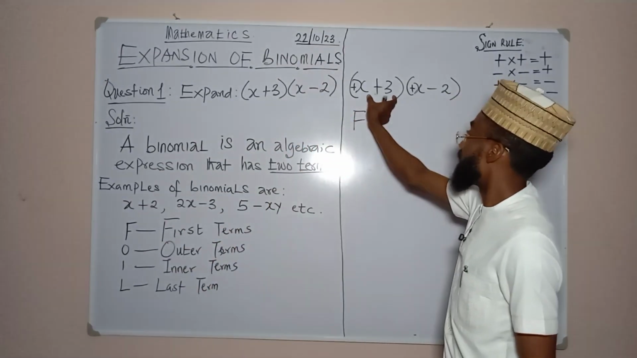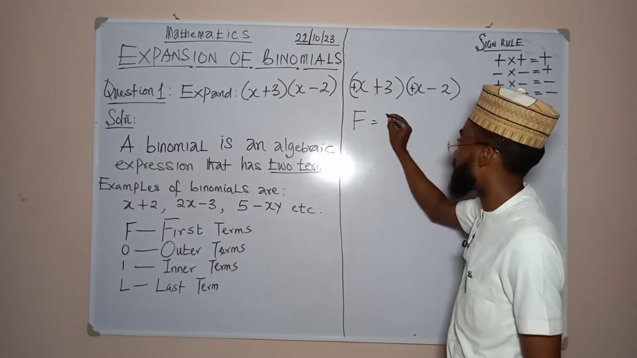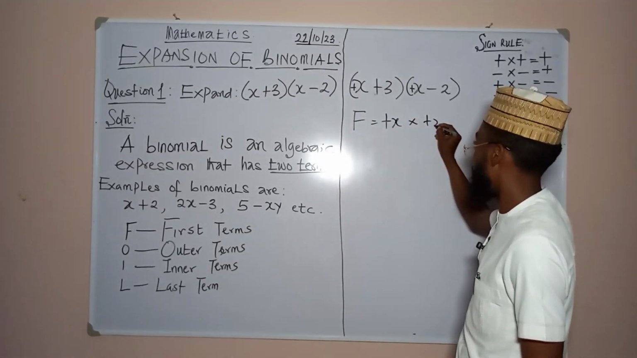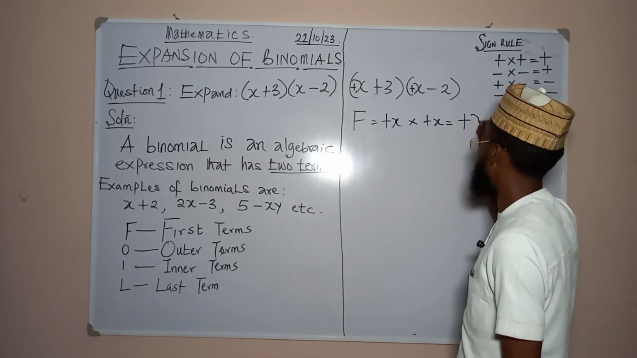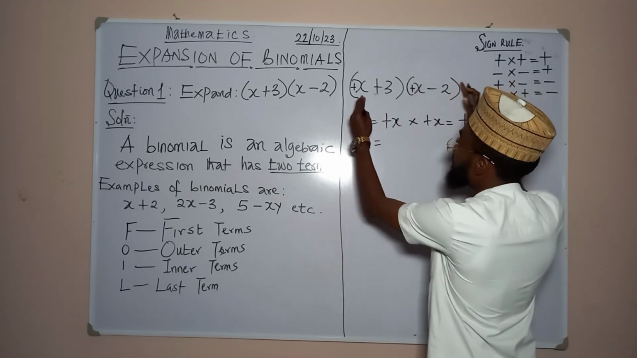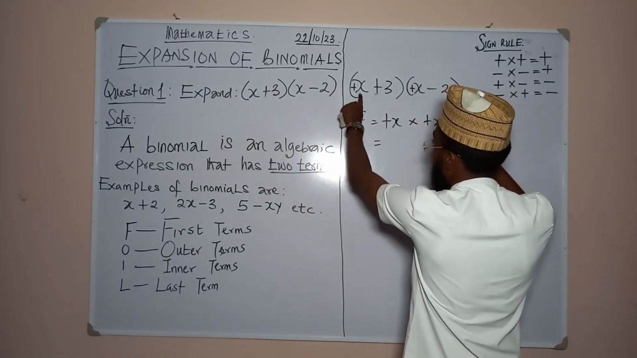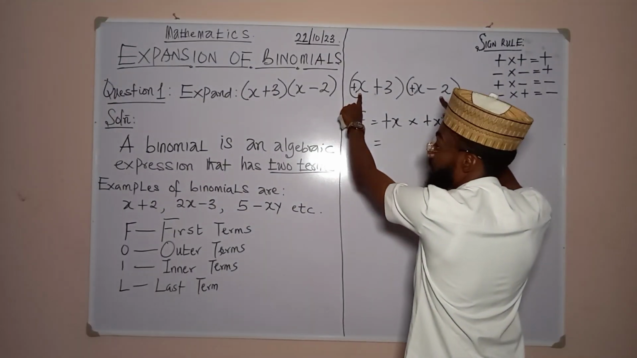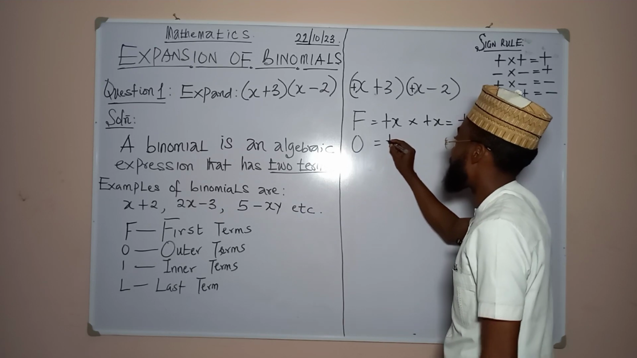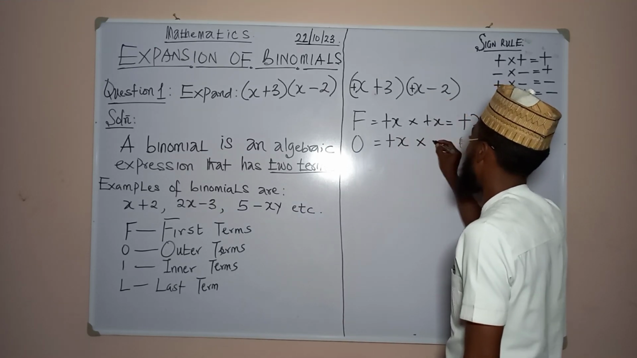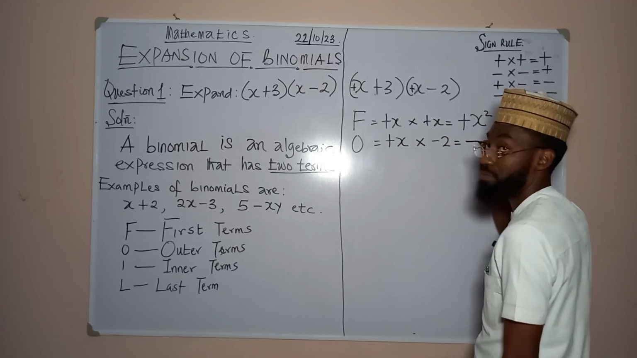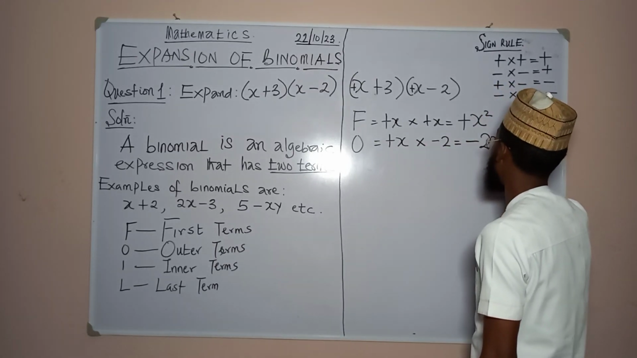The first terms. In this first bracket, the first term here is plus x times, in this second bracket, the first term here is plus x. So this is going to give us plus x squared. I have my outer terms. See the outer terms as the terms at the extreme. This is at the extreme, this is at the extreme. And remember, whenever you're picking a term, you must pick it alongside with the sign. So I'm going to have plus x times minus 2. Now, plus times minus will return minus, and x times 2 will give us 2x.